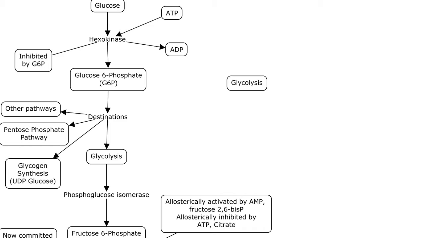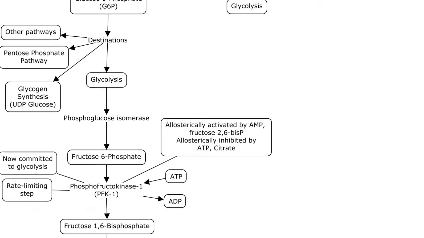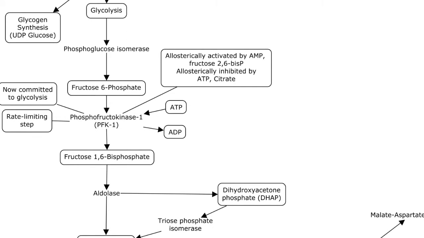So the next enzyme in the pathway is phosphoglucose isomerase. Now it's an isomerase, so it's basically just going to rearrange the structure of the substrate we already have. So it's going to make an isomer, which is going to give us fructose 6-phosphate.